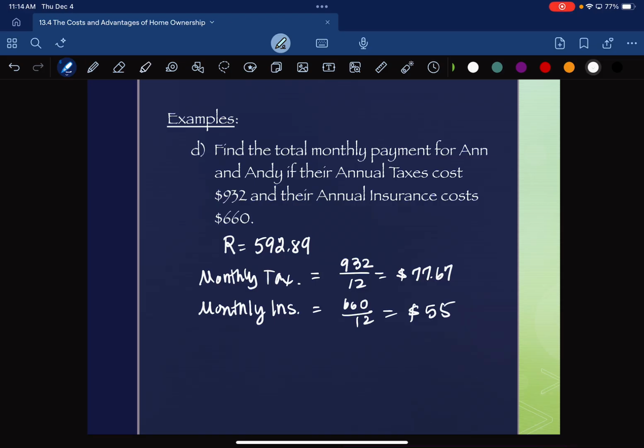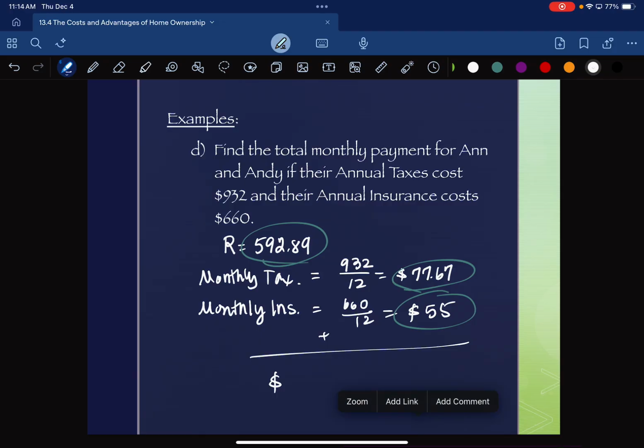So what would we do to actually find out what their actual monthly expense is, not including something breaking in the house, like maintenance? We're going to add them all together, right? So we're going to add together the $592.89, the $77.67, and the $55. What is the total cost that they're going to pay each month that they know for sure?